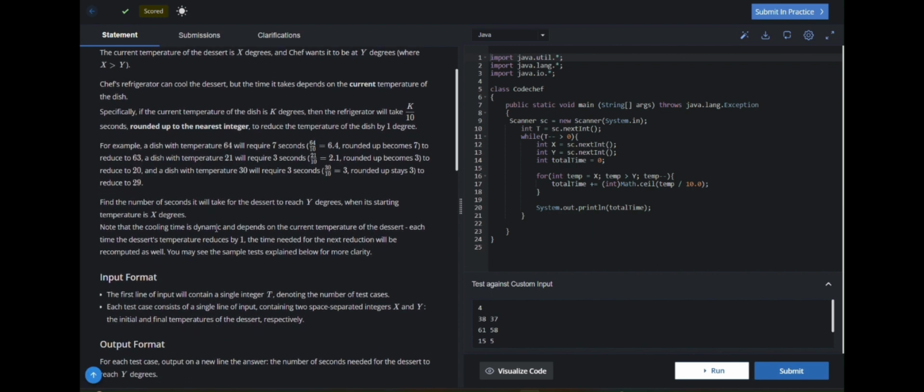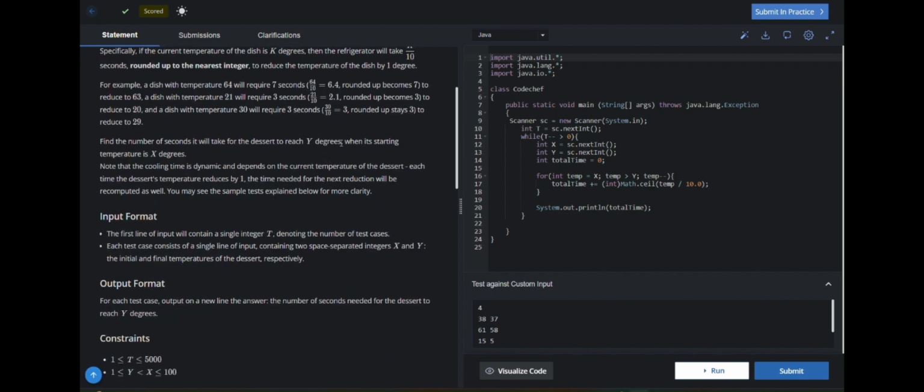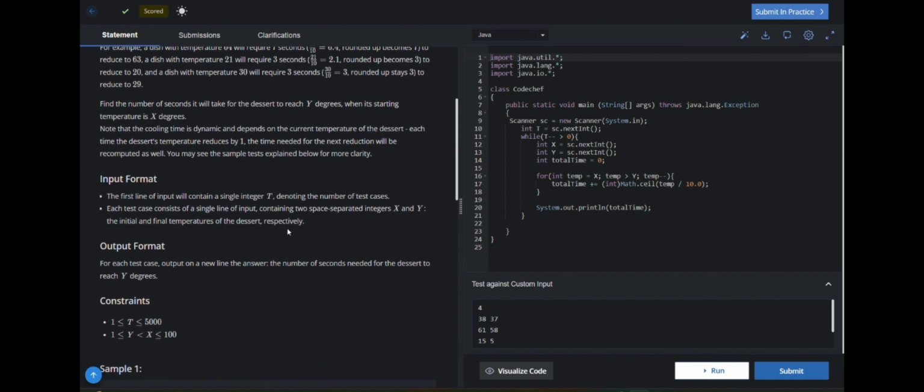We need the number of seconds it will take for the dessert to reach Y degrees when its starting temperature is X degrees. An important note is given over here that the temperature cannot directly reduce from X to Y. It gradually reduces by 1 at a time, and for each reduction by 1, we have to calculate the time which will be required to reduce the temperature by 1 degree. You may see the sample test cases explained below for more clarity.